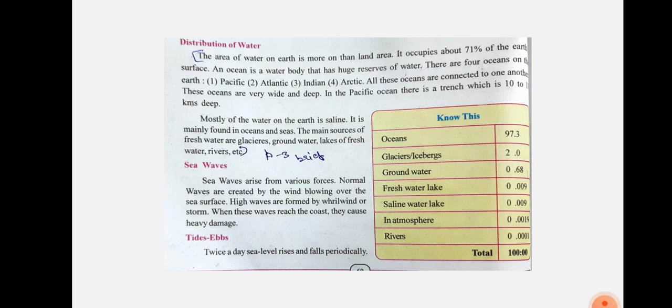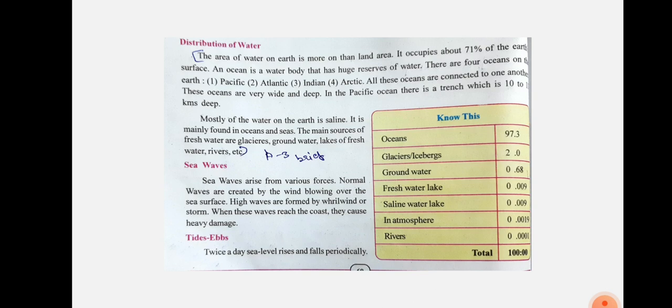Now, today we are going to learn about sea waves. Sea waves arise from various forces. Normal waves are created by the wind blowing over the sea surface. Sometimes when the air moves from the surface of the sea, it produces waves. High waves are formed by whirlwind or storm.